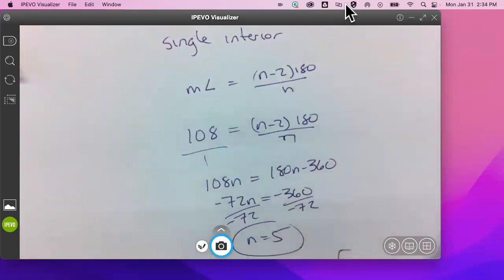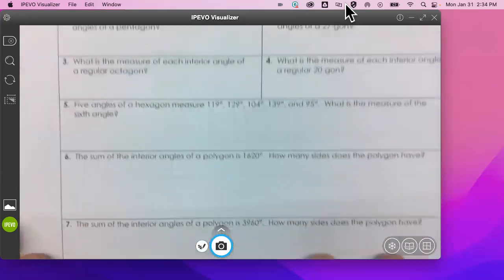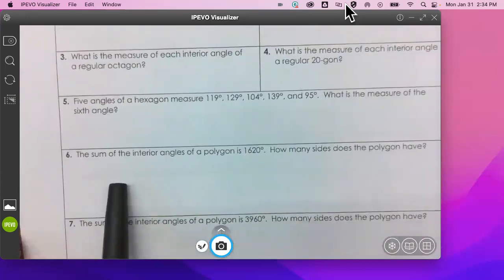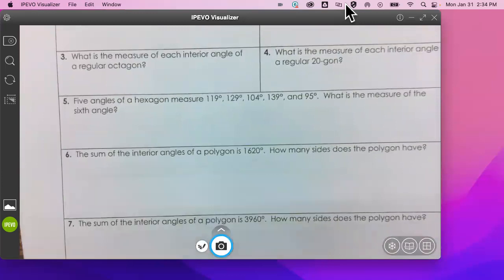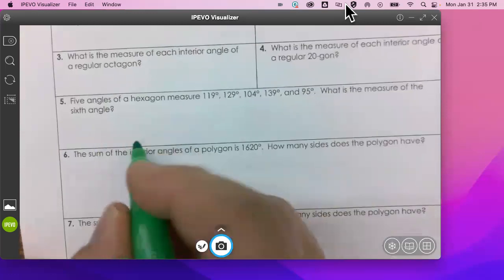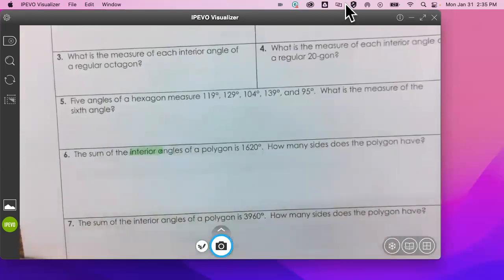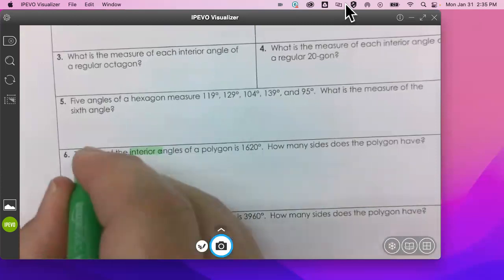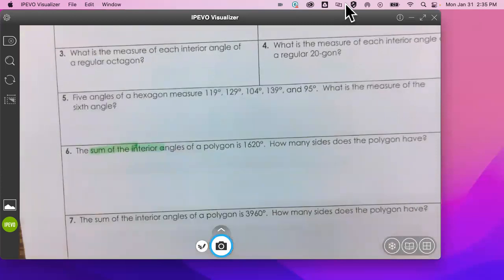Okay, one more to show you and then I'll leave you to your devices. Number 6, the sum of the interior angles of a polygon is 1620. How many sides does that polygon have? So which of the 4 formulas am I dealing with here? Interior or exterior? Interior. Am I dealing with the single angle measure or the sum? The sum. So what's our formula for that?